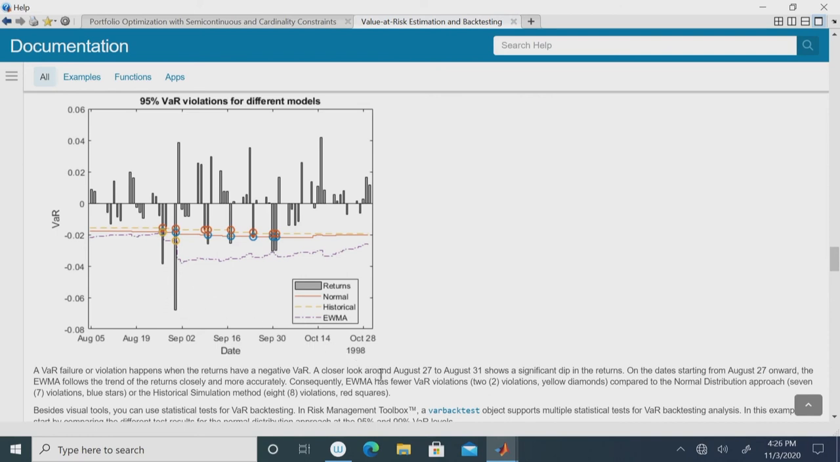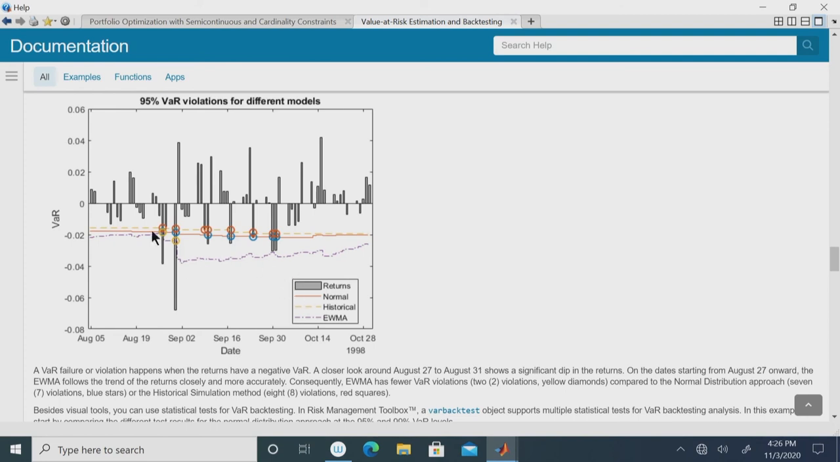For example, EWMA, the purple line at the bottom: there have been only two instances where the purple line is at a higher level than the actual return. This is one here and this is another here. So, these are the two violations, given in yellow, the two violations of VaR, or the failure of EWMA to predict the correct VaR. And there are only two such instances.